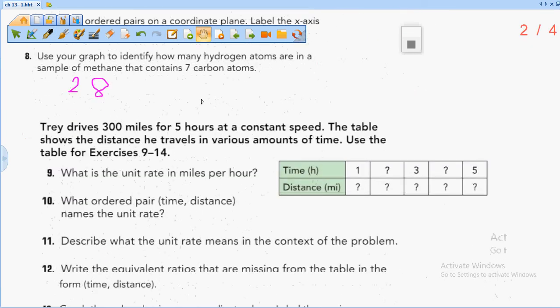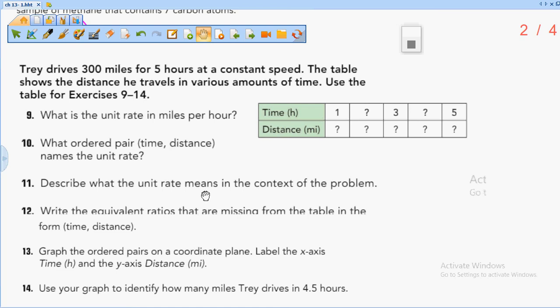Now, look at this example again. Here it's the same. We have to follow the same procedure. Now, what is the unit rate in miles per hour? Miles per hour here. 300 divided by 5, that's 60 miles over 1. So when it's 1, it's 60 miles. Then when it's 2, 120 miles. 3, 180 miles. When it's 4, 240. When it's 5, it's 300.